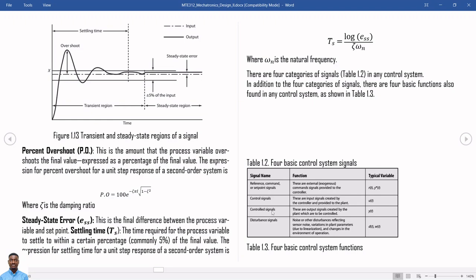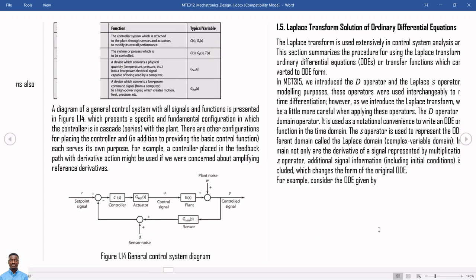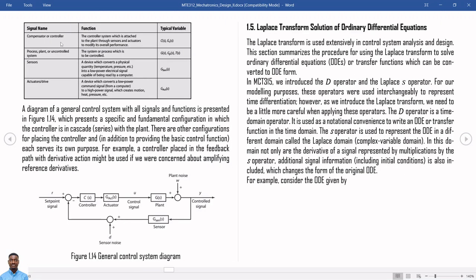Then we have your controlled signal. The controlled signal is the signal from your plant or your system, and the variable used to represent that is y(t). Then we have the disturbance signal. These are noise in your system or in the sensor, and it's represented by d(t) or w(t).